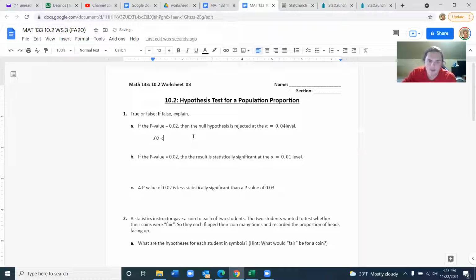So 0.02 is less than 0.04. And does that mean that we do reject? Yeah, it means we reject H0. Okay, so that is a true. We reject H0.